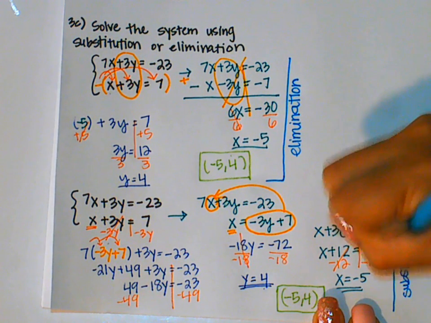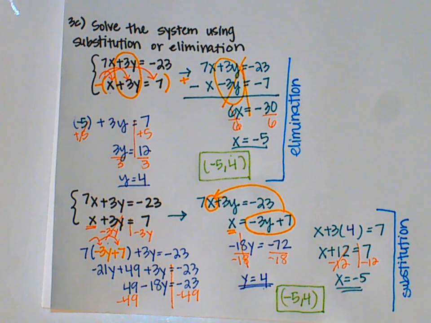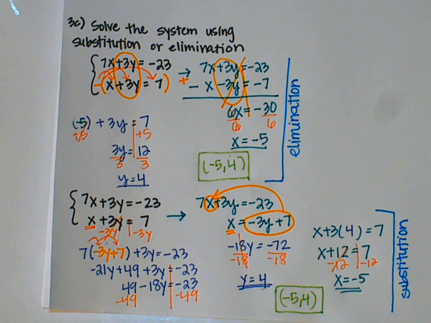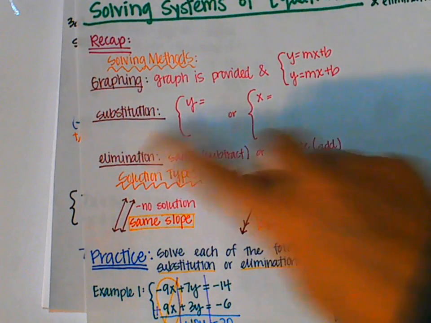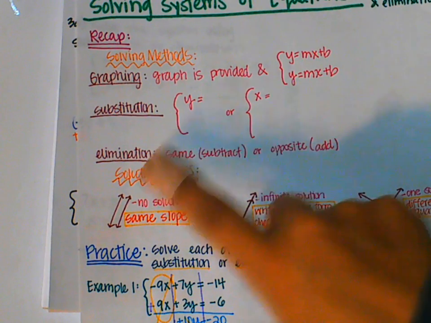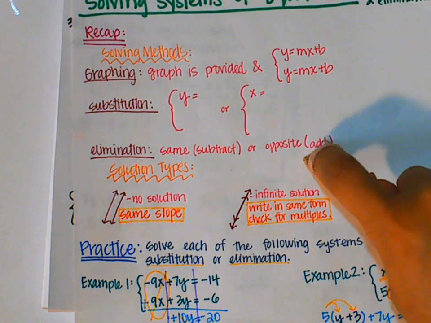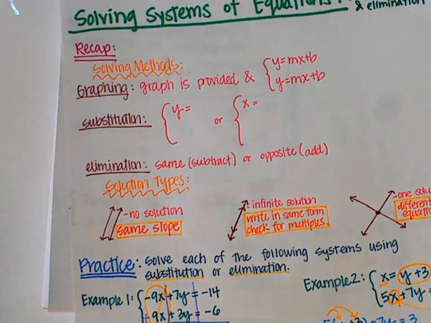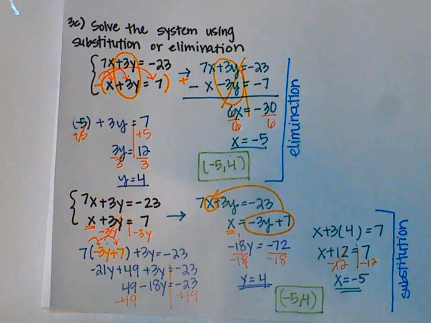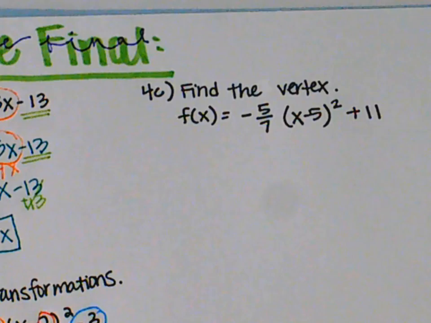If you're not given clearly a method which to use, you can manipulate it. You see that I ended up manipulating both of these so that I can get what I want. You want, for substitution, for it to look like this. For elimination, you want either the same or the opposite. All right, let's move on.